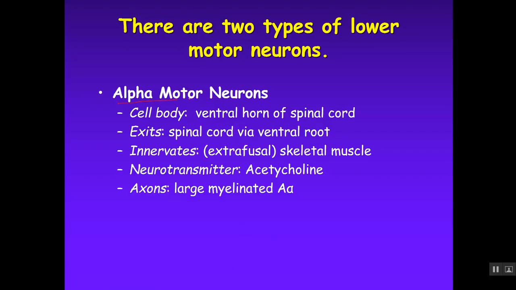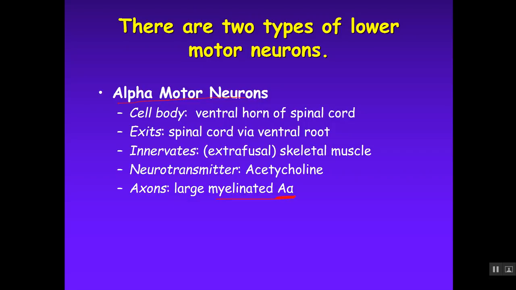So alpha motor neurons, the cell bodies in the ventral or anterior horn of the spinal cord, exit the anterior root, okay, the front part. Remember, efferent tends to go out the front door of the spinal cord, and it innervates skeletal muscle, the extrafusal fibers, not the muscle spindle. The neurotransmitter it uses is acetylcholine, which acts on a fast nicotinic receptor to cause that contraction. The classification of the axon it uses is called an A-alpha axon, okay?